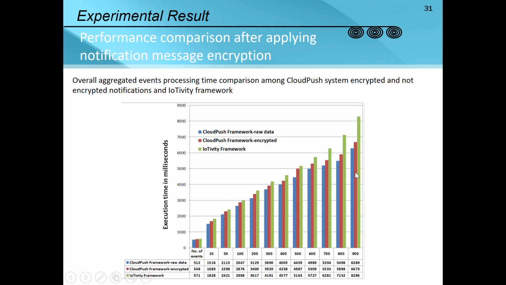Overall aggregated event processing time comparison among the CloudPush system with encrypted and non-encrypted notifications and the IoT framework is shown in this figure. It is shown that without message encryption, CloudPush throughput is better than encrypted message in CloudPush and the IoT framework. Even applying message encryption in the CloudPush framework, throughput is better than the IoT framework.